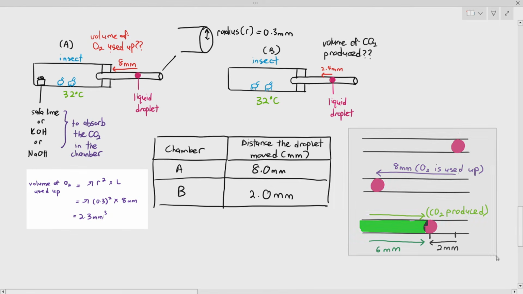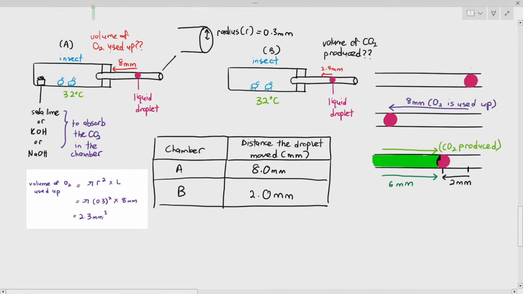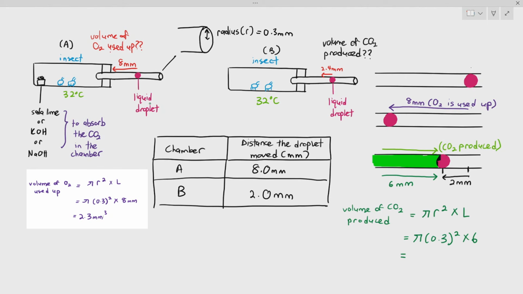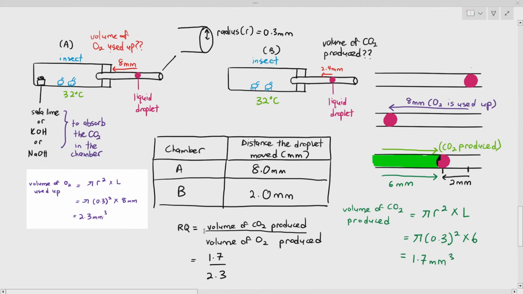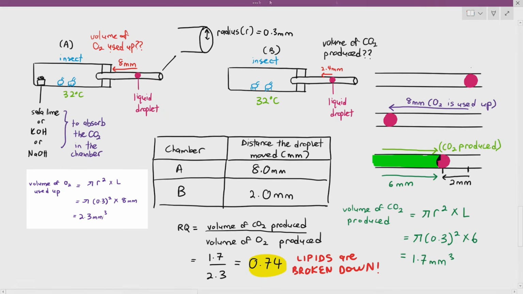So in this case, what's the volume of carbon dioxide? It will be pi r squared, r being 0.3 squared, times L, which is 6 millimeters. So the volume of carbon dioxide produced by the insect is 1.7 millimeter cube. So what's the respiratory quotient of the insect in this case? The respiratory quotient is 1.7 divided by 2.3, and it will give you 0.74.